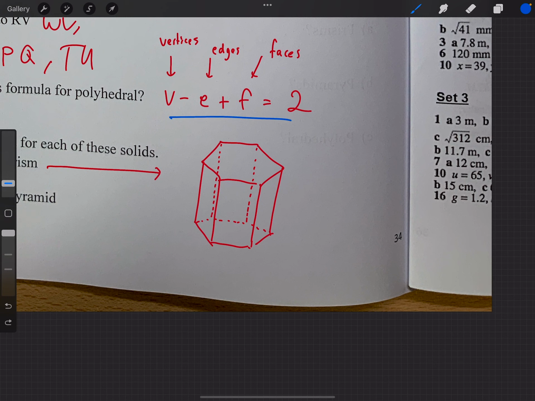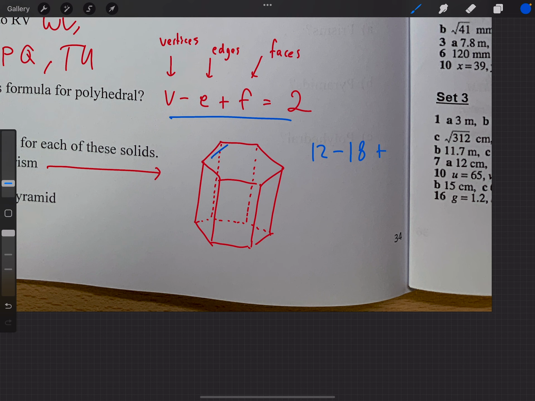V is the number of vertices, so how many vertices does it have? It's got 1, 2, 3, 4, 5, 6, and down here we got another 6, so that makes 12. So we have 12 vertices minus the number of edges. How many edges do we got? 6 on the top, 6 at the bottom, and we got 6 on the side. So 6 plus 6 plus 6 is 18. And then we have to add the number of faces.